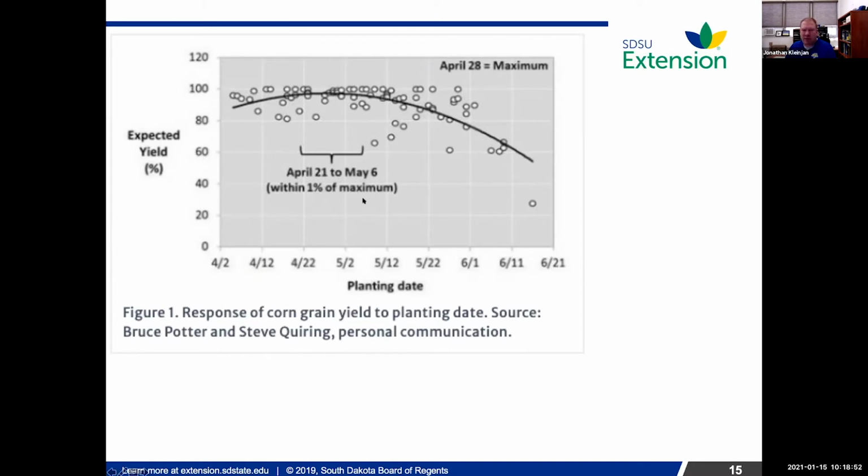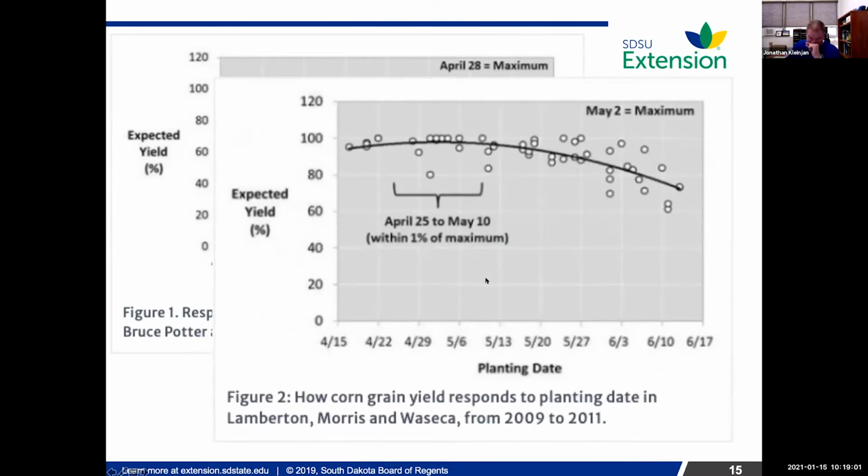So that's probably about the same as what we're going to say is the ideal planting range in the southern part of the state of South Dakota. Here's another graphic from Minnesota, when they added Morris and Waseca into Lamberton: April 25th to May 10th.